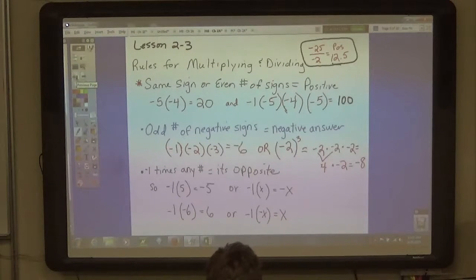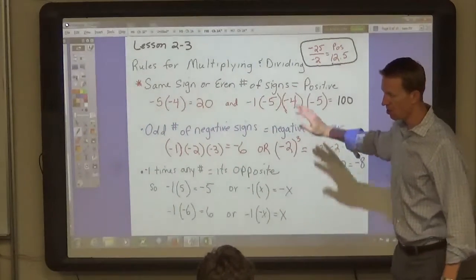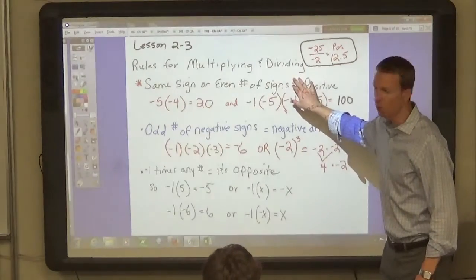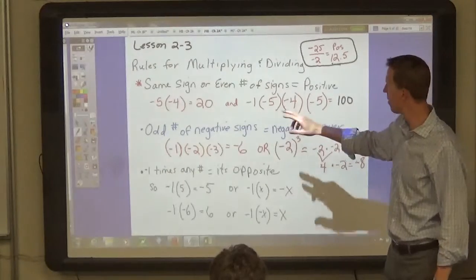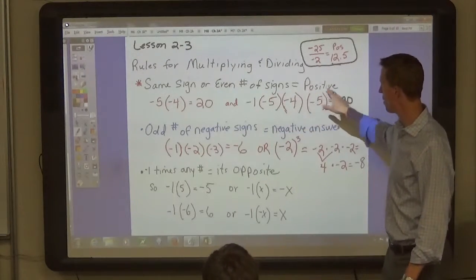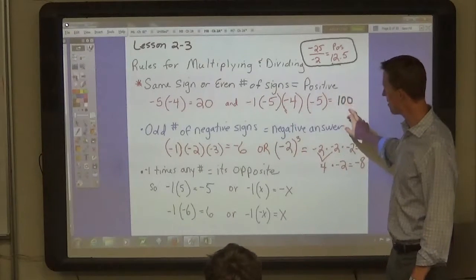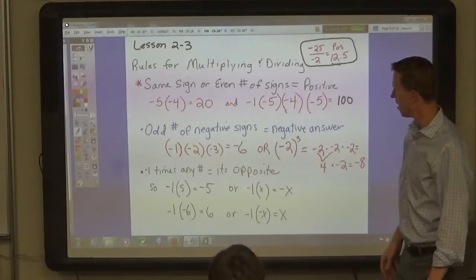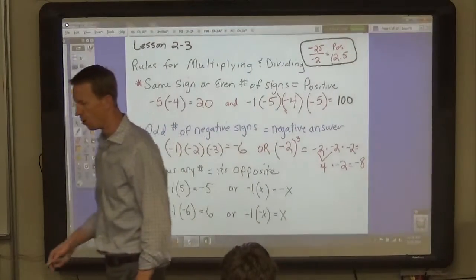Okay, 8th graders, lesson 2-3 is about multiplying and dividing with positive and negative numbers. When we went through this, starting in 6th grade, we started to learn these rules. If they have the same sign or an even number of signs, the answer is always positive. If it's an even number of negative signs, it's positive. Obviously, positive numbers times positive numbers is more positive numbers.